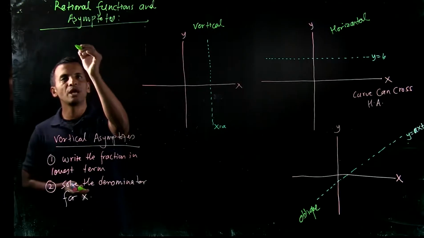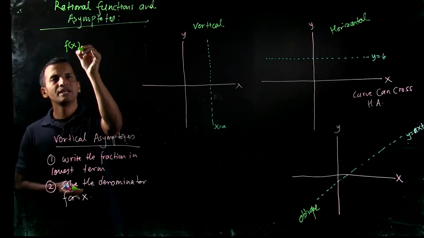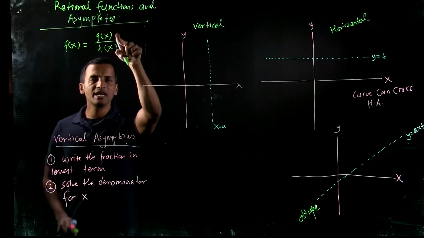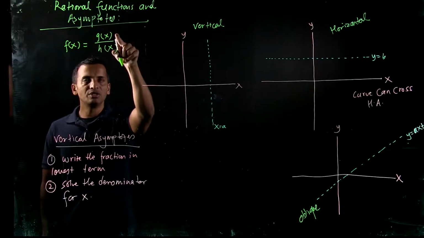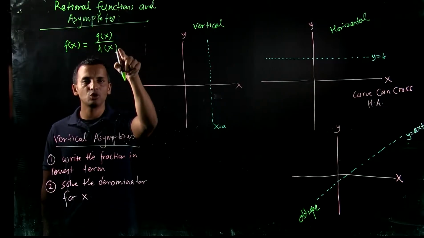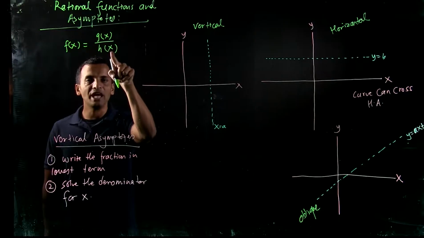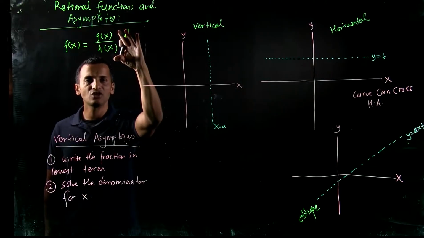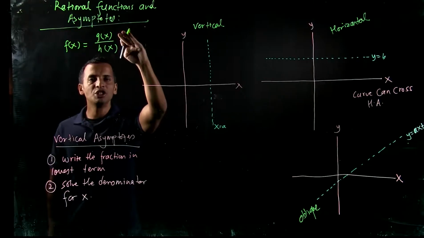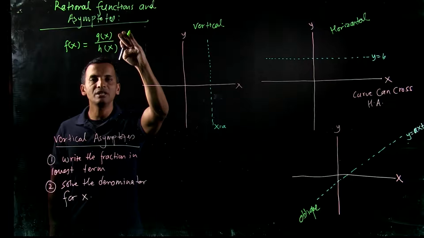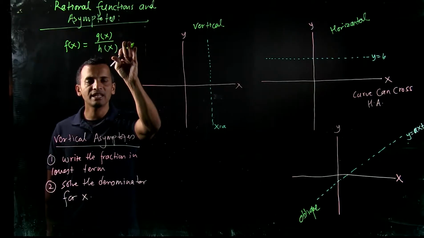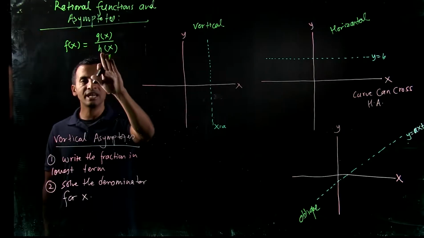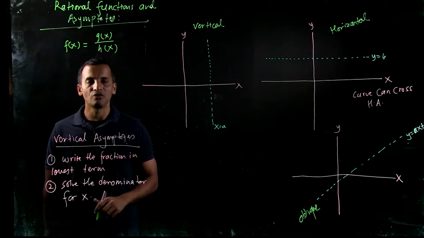For example, say f of x is equal to g of x over h of x, where g of x is a function and h of x is a function, so f of x is the ratio of the two functions. If h of x is not 0, if the denominator is not 0, then this function is called a rational function. g of x can have any degree, h of x can have any degree, but h of x is a non-zero function. So in this case, we call the function a rational function.